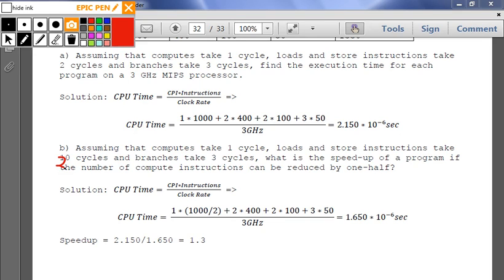So what we do here is we just have the same equation, except we divide 1,000 by 2 here. So now we're down to 500. Solve for the same thing. So now we reduce it from 2.15 times 10 to the negative 6 seconds to 1.65 times 10 to the negative 6 seconds.